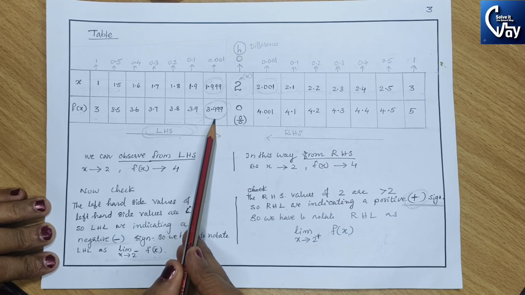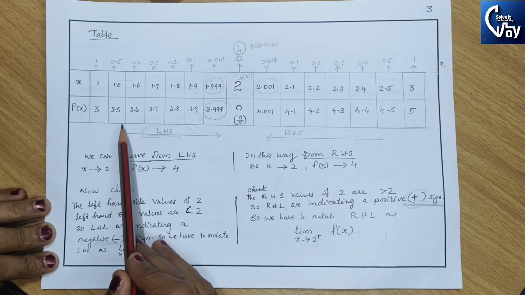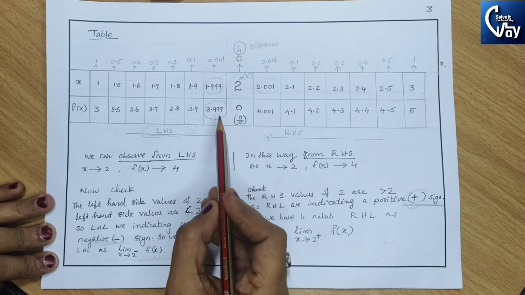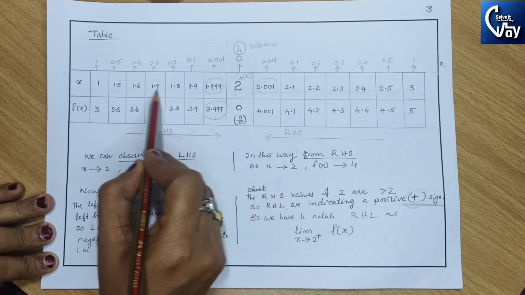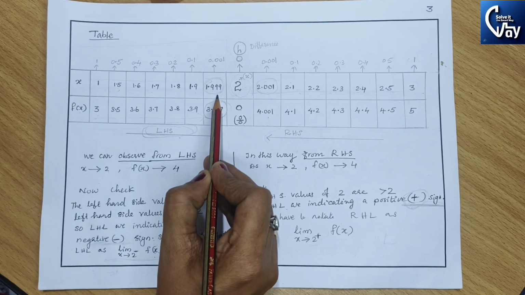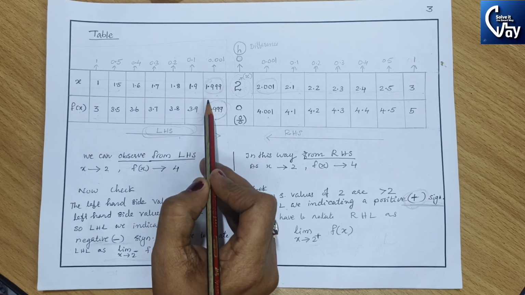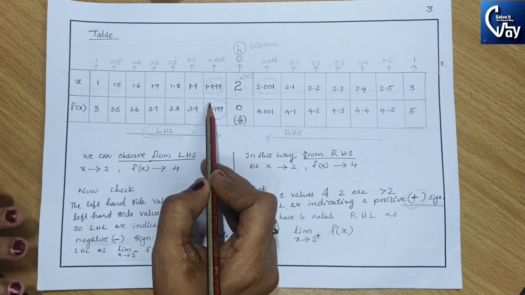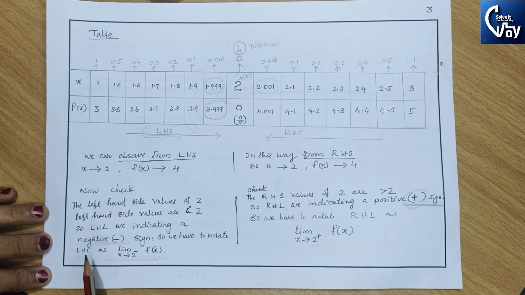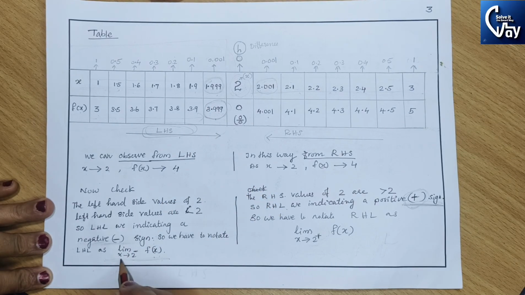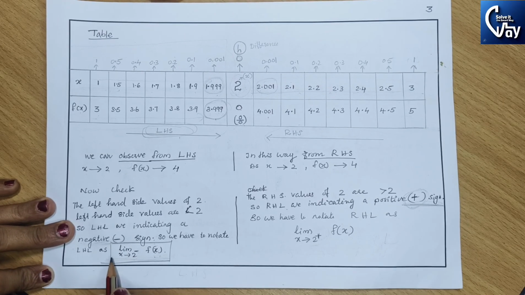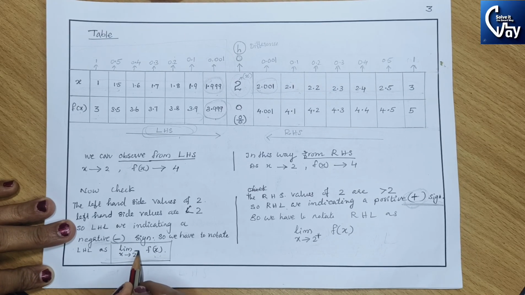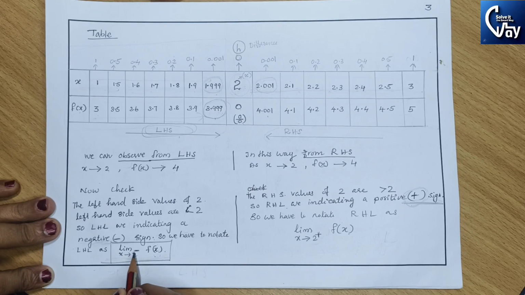Now check the left side values of 2. These all are the left side values of 2. These all are less than 2. So left hand limit is indicated by a negative sign. So we note the left hand limit as limit x approaching 2 minus f of x. This is the notation for left hand limit. This minus sign indicates that x is approaching 2 from the left hand side.